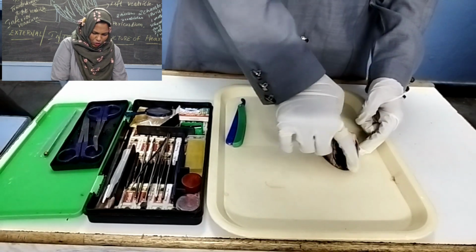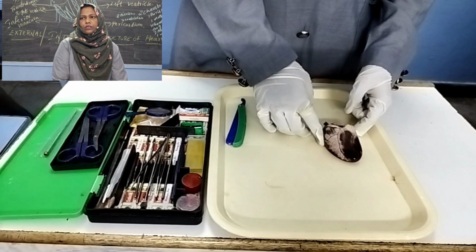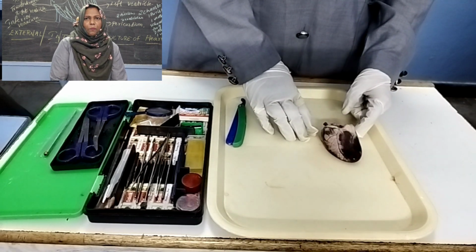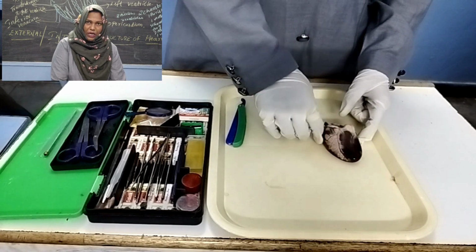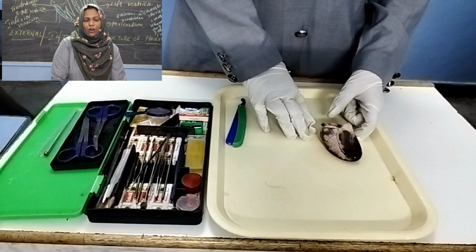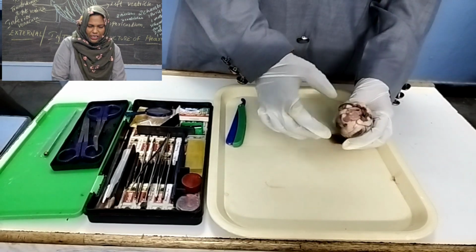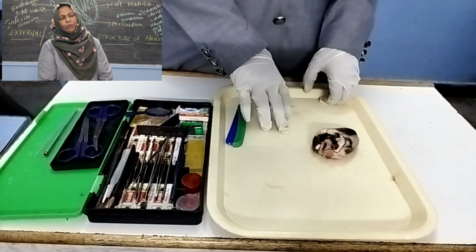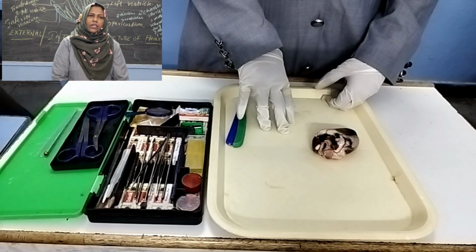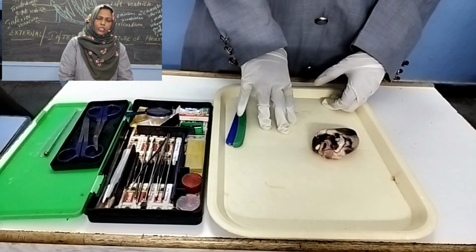And a covering is present over this heart. This covering is called the pericardial membrane, and it protects the heart from external shocks. And a fluid is present inside the heart, which is called pericardial fluid. That fluid is helpful for the proper functioning of the heart, otherwise the heart gets spoiled.